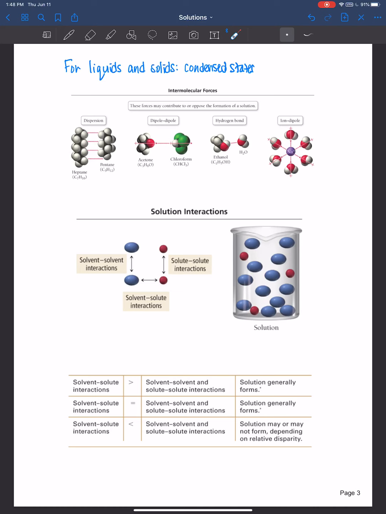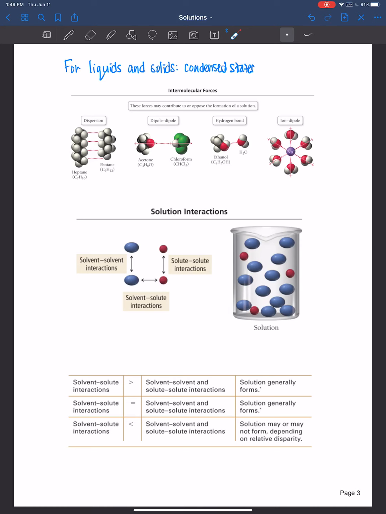Remember, there are 4 types that we investigated together. We looked at dispersion forces, which was the dominant force in nonpolar molecules like heptane or pentane, or for example, like those noble gases, neon and argon. Then we moved up to dipole-dipole, which are higher in strength than dispersion forces. These occur in molecules that are polar, like acetone or chloroform, but not in molecules that exhibit hydrogen bonding.